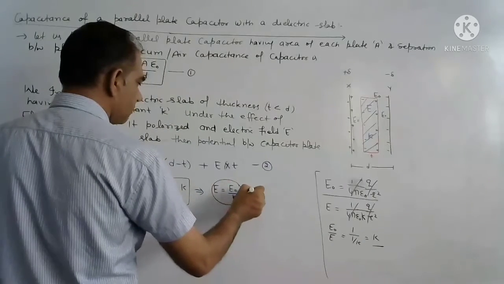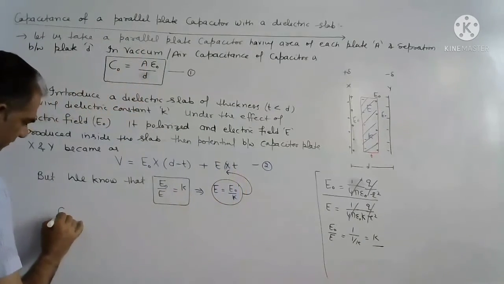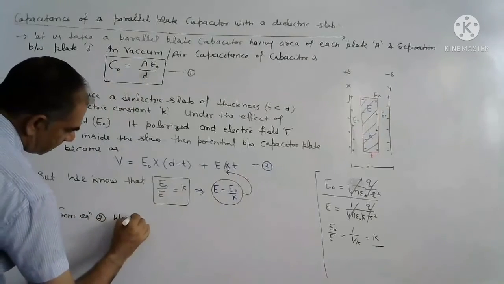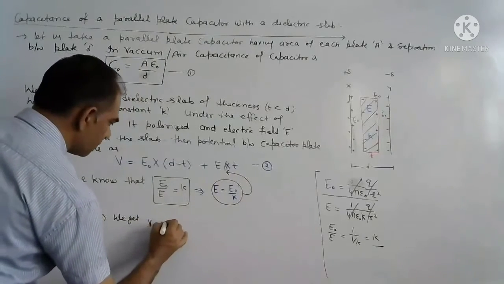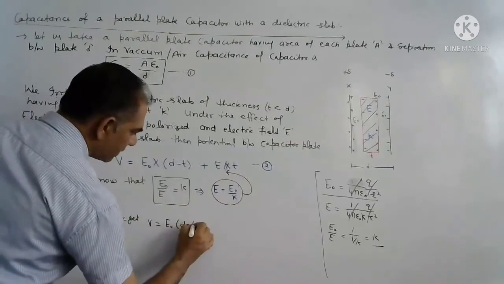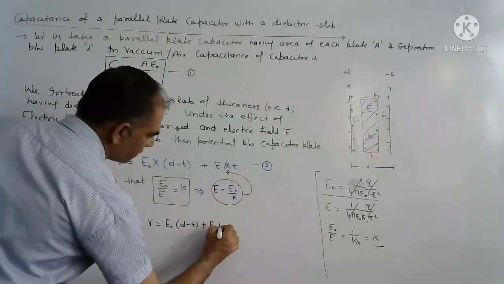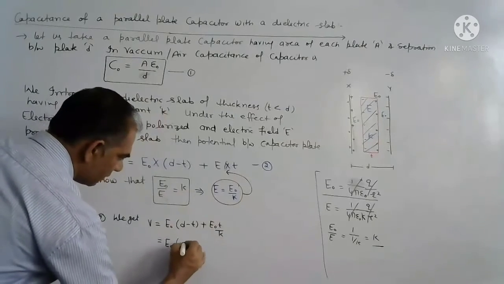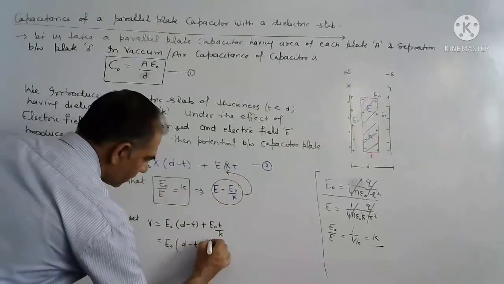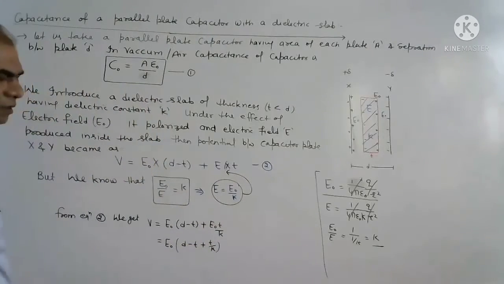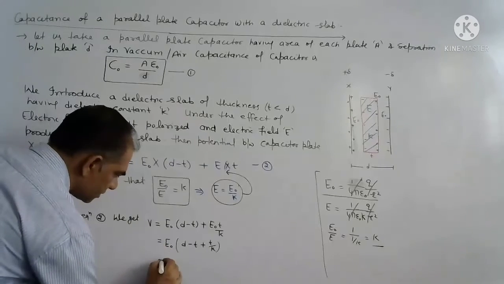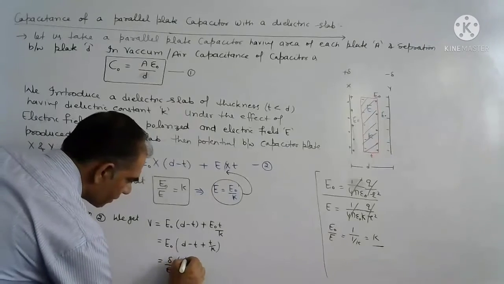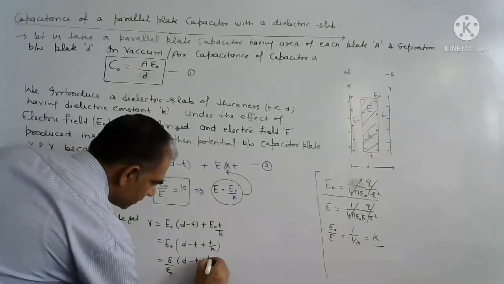This equation we put into the second. From the second equation, we get potential V is equal to E naught into D minus T plus E naught T upon K. E naught is taken common, and it becomes E naught times D minus T plus T upon K. E naught is sigma upon epsilon naught. We know this part very well: D minus T plus T upon K.